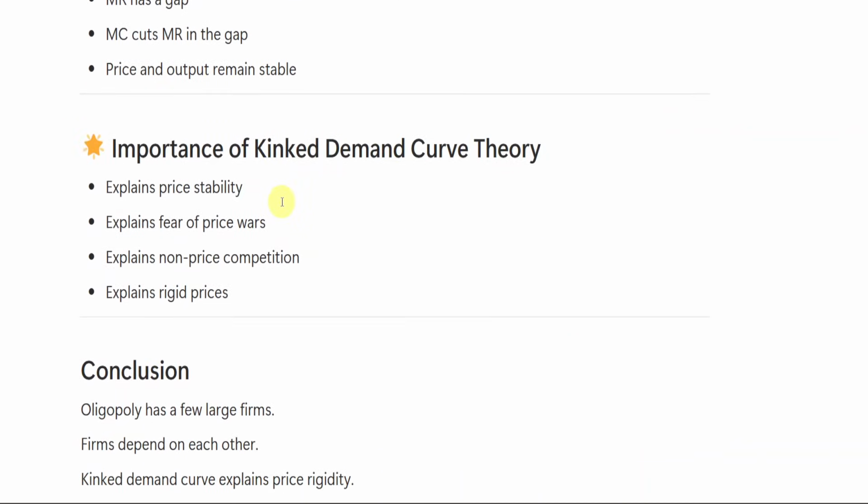If we talk about the important point, students, firms avoid price change because a price increase may lose customers, and a price decrease may lead to a price war, and profit may also fall. So firms will prefer stable price and non-price competition, students.